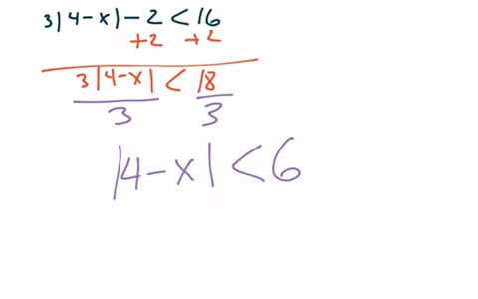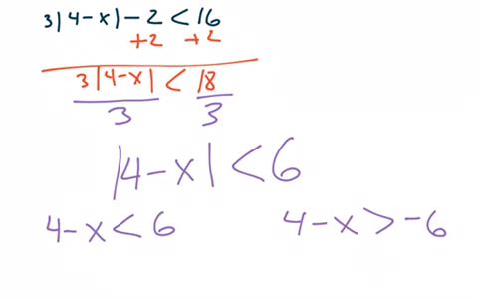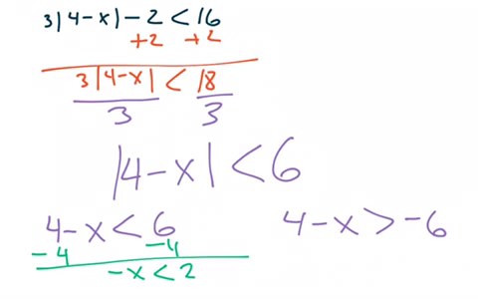What do I do from here? Consider 2 cases. Either 4 minus x is less than 6 or 4 minus x is greater than negative 6. Solve each of these cases. Subtract 4. Subtract 4. Negative x is less than 2.